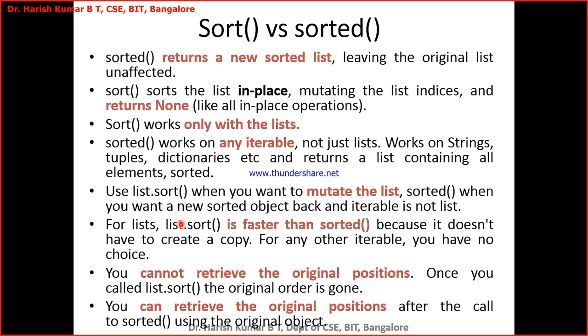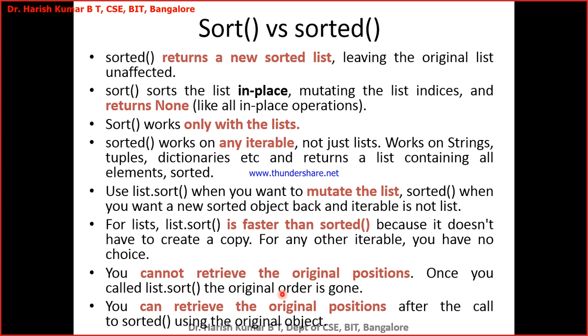And if you compare the performance of sort and sorted, sort is much faster than sorted, because sort is not going to return you a new list, or a new sorted object. So it modifies the existing one. Whereas sorted returns a new sorted object, so it is slower compared to sort.